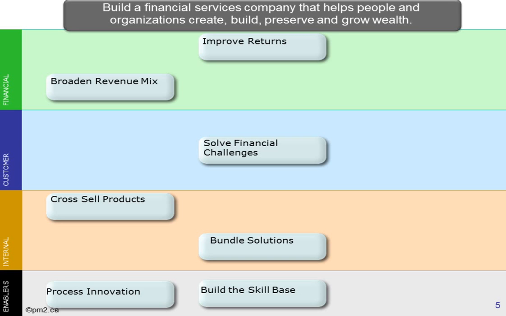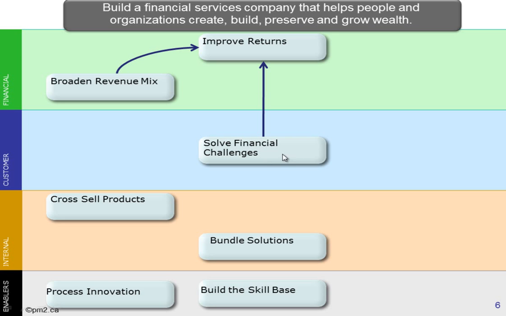Now, the second step of building a strategy map is to outline the cause and effect relationship. So now I've put the objectives in the right perspective. I'm going to move them around until they create a reasonable story. Now in this case, it works as follows. Overall, they obviously have to improve returns. To do that, there's two things they need to do. One is they need to broaden their revenue mix, and if they broaden the revenue mix, that will help improve return. And secondly, they've got to help solve their customers' financial challenges. And if they do that, that will improve their returns.